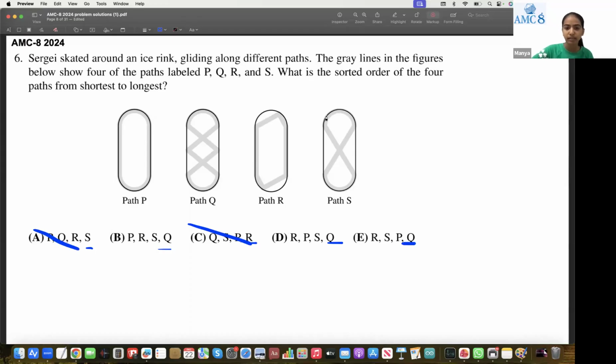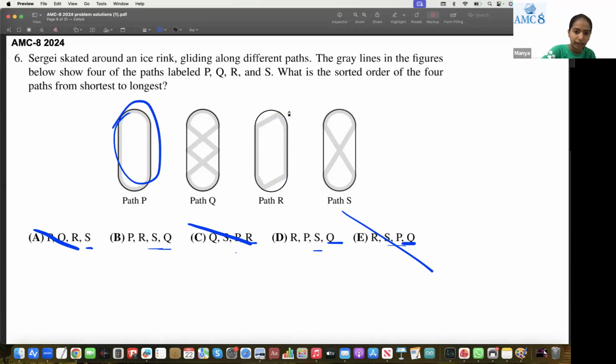path S would be the second longest here, because it goes like this. So then S should be over here, here, here. So now we know that E cannot be the answer choice either. And now it's between B and D. So we would have to either figure out if path P is the shortest or if path R is the shortest here. And how do we find that?